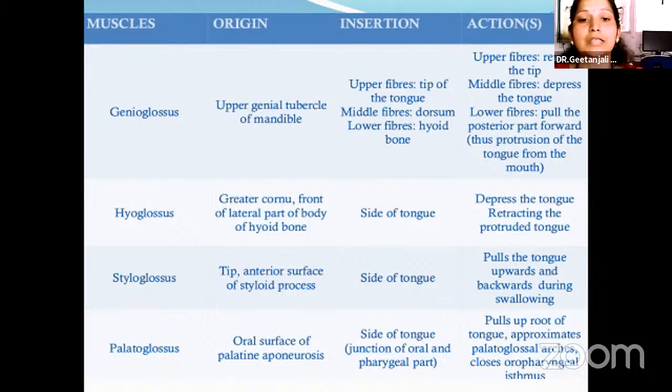Then the third muscle is styloglossus, originating from the tip and anterior surface of the styloid process and inserted into the sides of the tongue. The action of the styloglossus muscle is that it pulls the tongue upward and backward during swallowing. The next muscle is palatoglossus. Palatoglossus originates from the oral surface of the palatine aponeurosis and is inserted into the sides of the tongue, and it pulls up the root of the tongue.